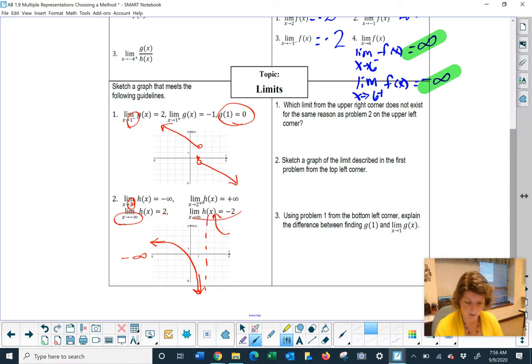And then the other one, as I head to positive infinity out here, I should be reaching -2, so down in there. Take off that tail a little bit, and my function should look like that. All of our functions should be pretty close on that one. We should agree on number 2. All right.